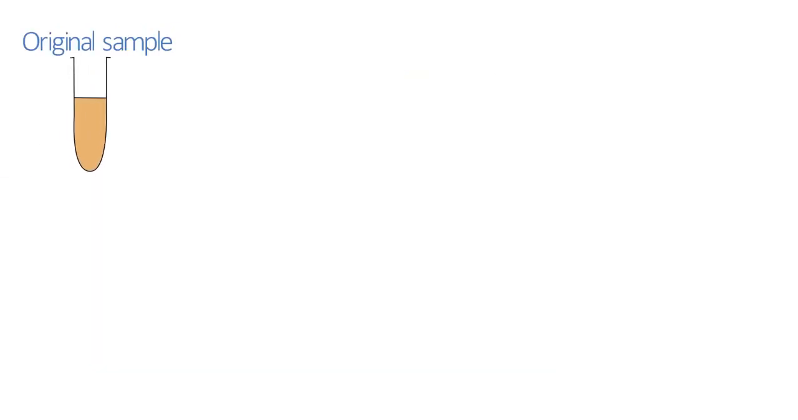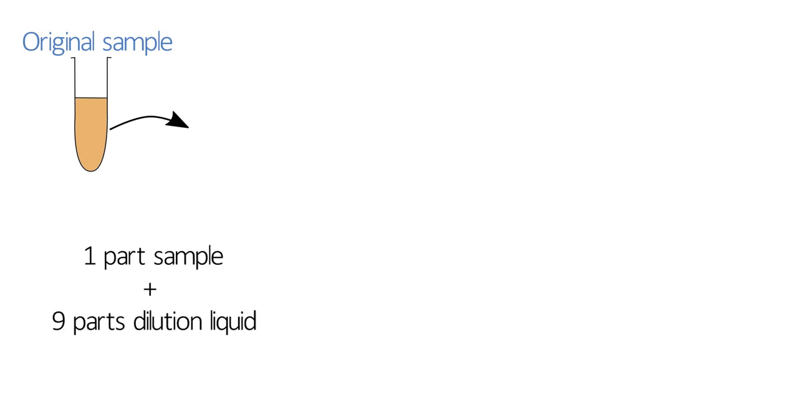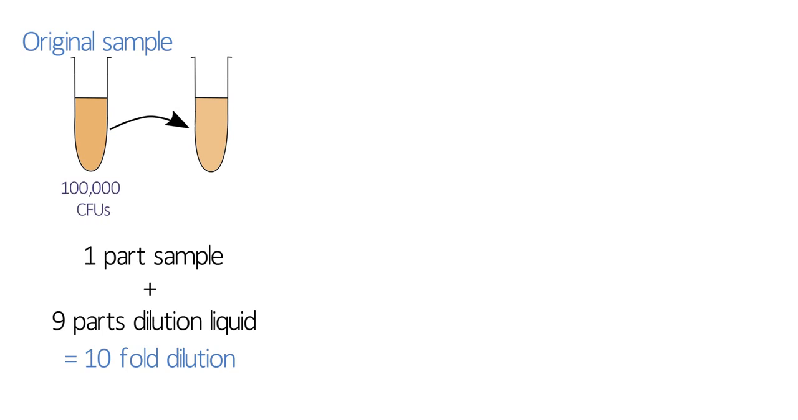To do this, we're going to make up several tenfold dilutions. So this means we'll add 1 part of the sample to 9 parts of a diluting liquid so that the new tube is 10 times more dilute than the previous one. So for example, if the original sample had 100,000 colony-forming units in it, the new one should have 10,000 colony-forming units. We'll call this the 10 to the minus 1 dilution.